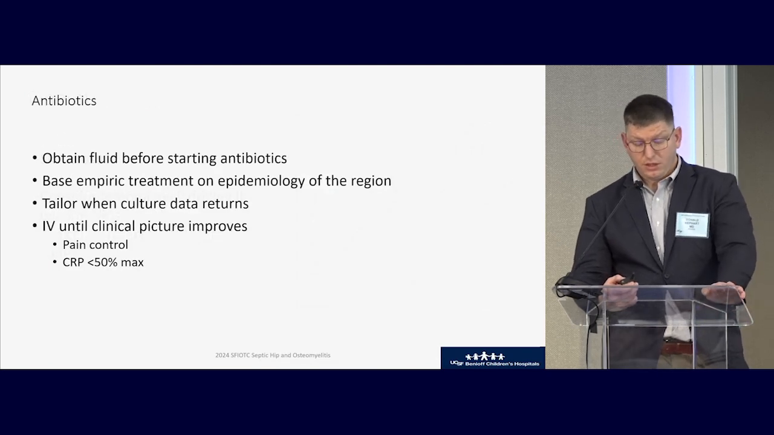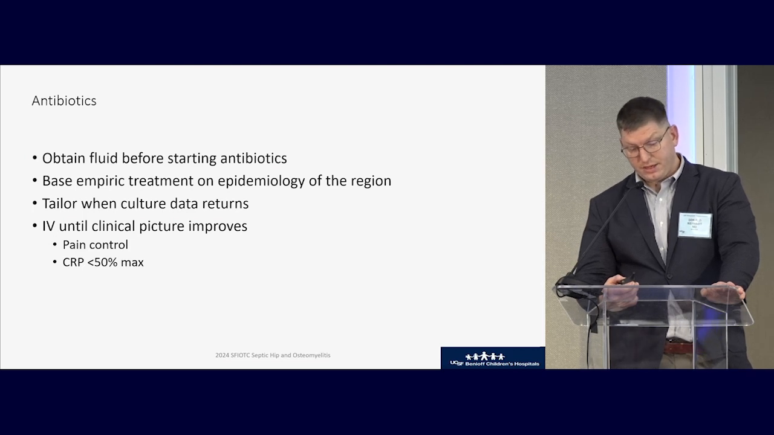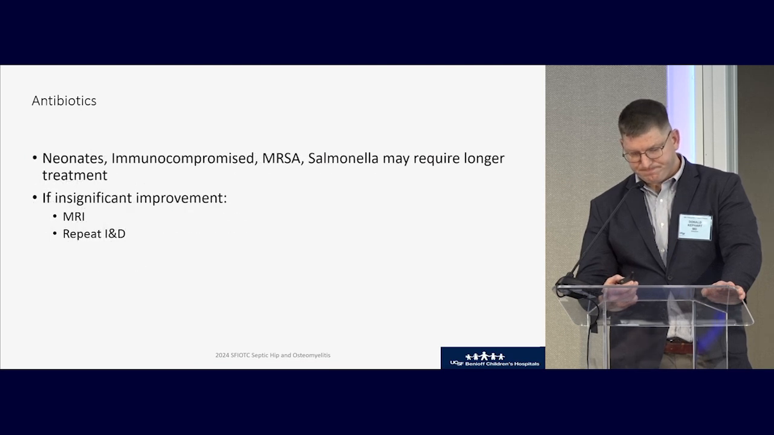Antibiotics: you want to obtain culture both of the joint and the blood before starting antibiotics, unless the child is systemically unwell. You base your empiric treatment on epidemiology of your region. Tailor your antibiotics when the culture data returns, and you'll treat with IV antibiotics until the clinical picture improves, as seen by pain control or a reduction of CRP to less than 50% of the initial maximum. Neonates, immunocompromised children, patients with MRSA positive cultures or Salmonella might require much longer treatment or longer IV treatment. If there's not significant improvement on antibiotics, consider an MRI or repeat aspiration and debridement.